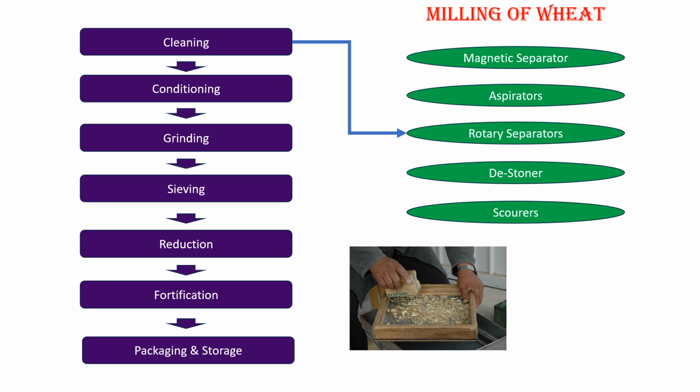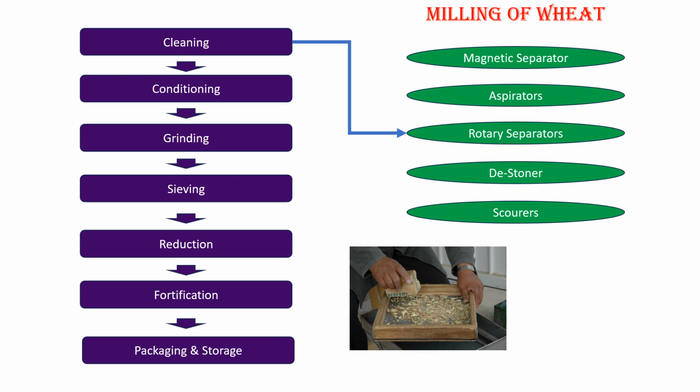The next step is grinding, which means the breaking process. The wheat is passed through the roller mills to break it down into smaller particles. The first set of rollers, called break rollers, separates the bran, germ, and endosperm. The endosperm is then reduced into coarse particles. For example, you know semolina, right?